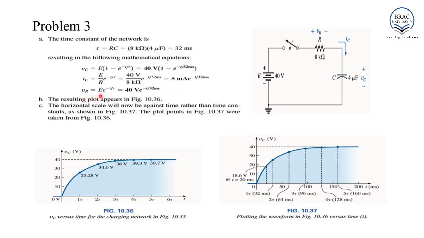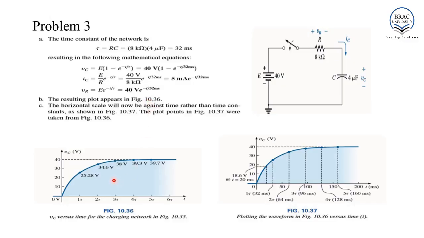VR equals E times e to the power minus t by tau. In this expression, if we substitute the value of E, then VR will be equal to 40 V e to the power minus t by 32 milliseconds.